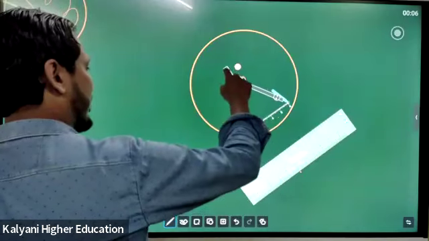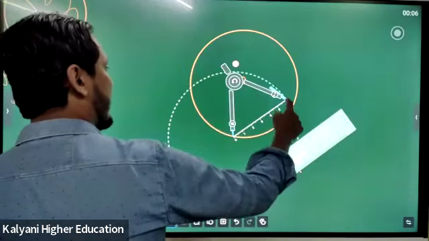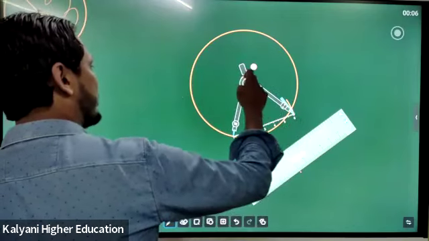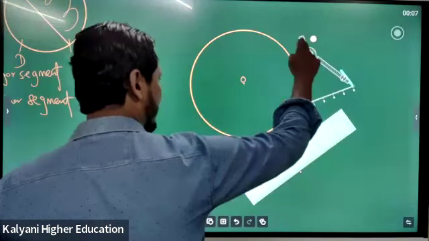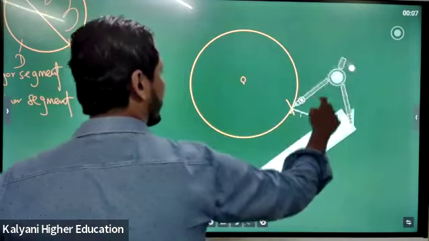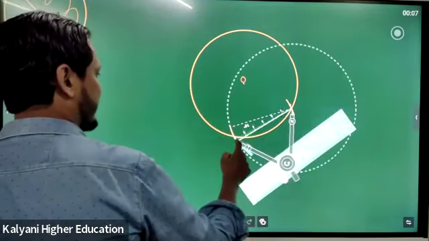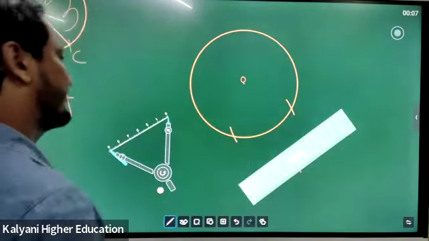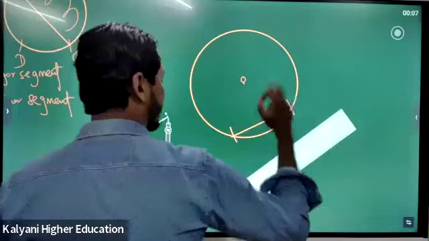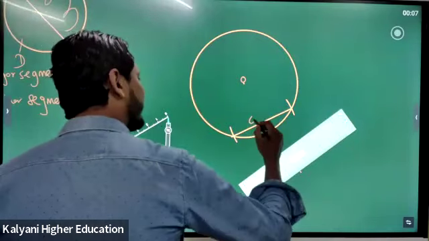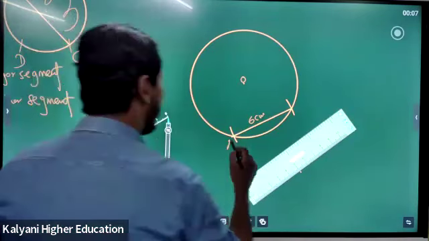So they say draw a chord. Then what to do? Keep the compass point here and draw an arc. Again keep the compass point in this place and draw another arc here. Now I have to keep my ruler and join these two points. If I join it, how long is that? 6 centimeter, and name it AB.